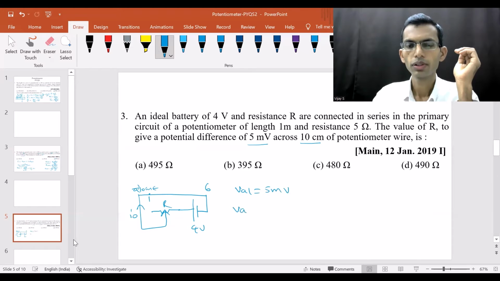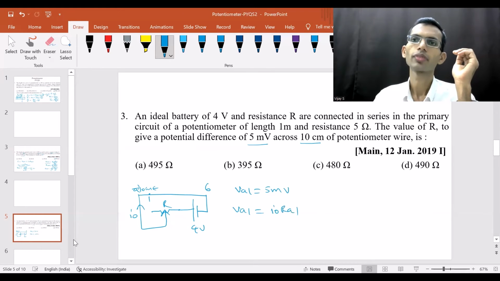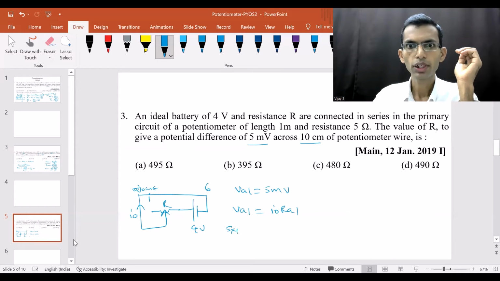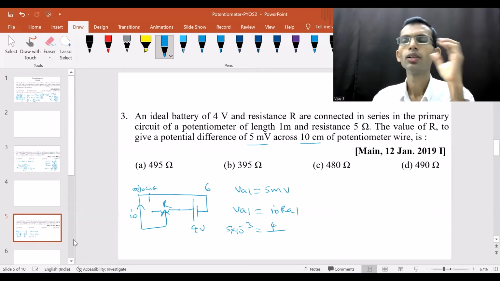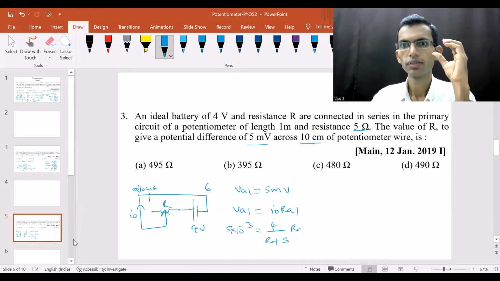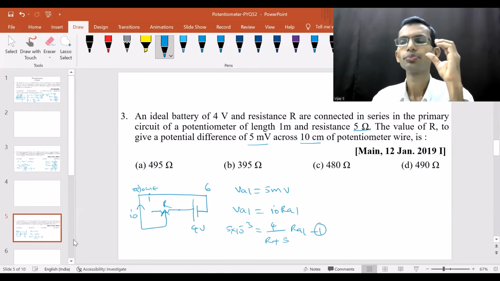But VA1 becomes equal to I naught RA1 from Ohm's law, right? So 5 into 10 power minus 3 is equal to I naught RA1. What is I naught? The current in the primary circuit, which is equal to the primary circuit battery voltage by the total resistance in the primary circuit. Here resistance R and the potentiometer wire are connected in series, so the total resistance becomes R plus 5 ohm, the potentiometer wire resistance. So let us take this as equation 1.